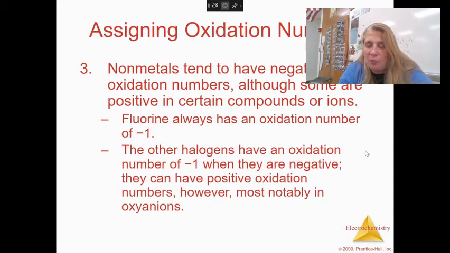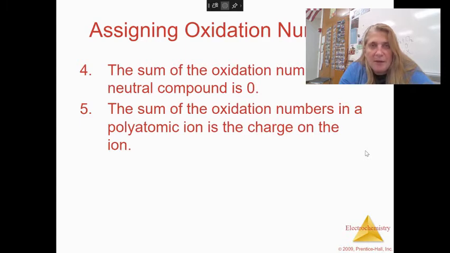So fluorine is also one we can always talk about. Unless it's standing by itself in its elemental form, fluorine's going to have an oxidation number of -1. Other halogens have an oxidation number of -1 also, unless they're bonded with a more electronegative atom. So those are going to be specific cases that you will not have to concern yourself with this year. We will worry about that next year. So if you have a neutral compound, the sum of the oxidation numbers is always 0. But if you have a polyatomic ion, the sum of the oxidation numbers is the same as the charge on the ion.